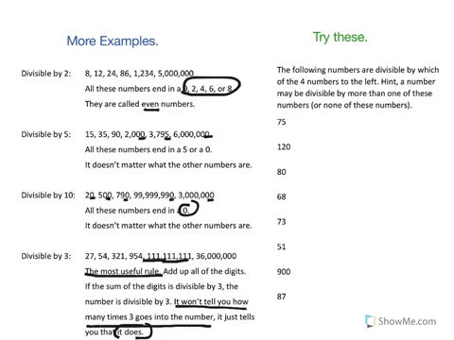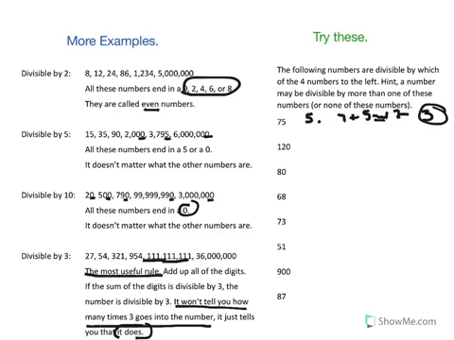So here's some that I want you to try. Put this on pause and see how you do. All right, 75, it ends in a 5, so we will know right off the bat that it's divisible by 5. If we add up 7 plus 5, we get 12. Aha, so 3 goes into that number.